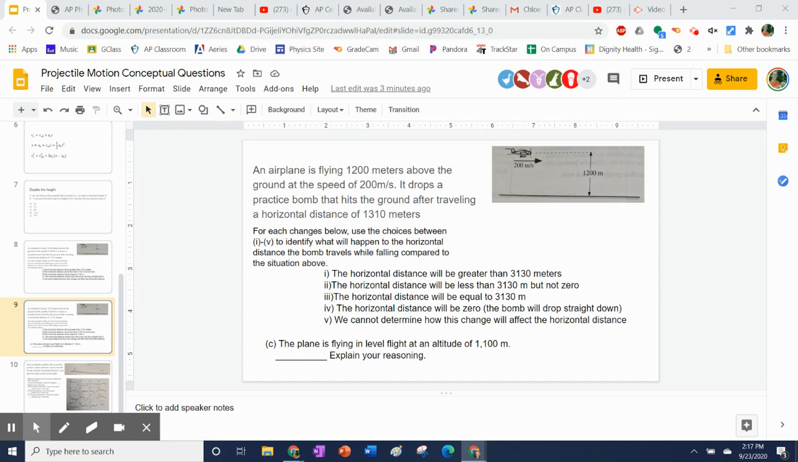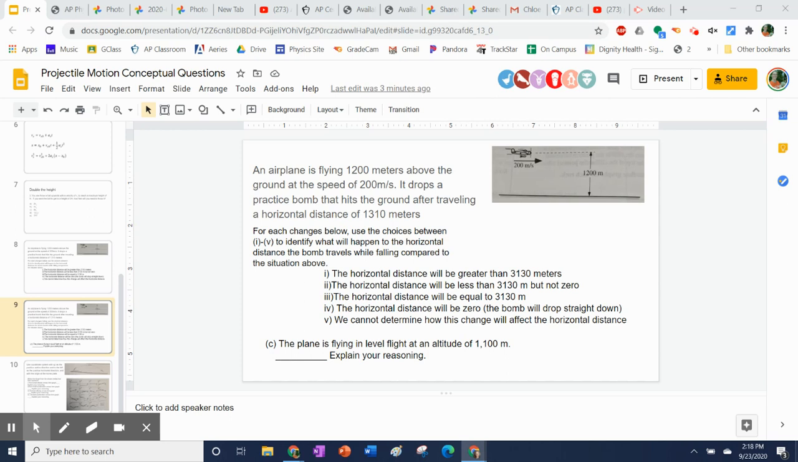Just remember to go complete sentences. So what's falling for less time? Why is it falling for less time? As well. Peter says the bomb will travel less distance when the plane is lower because fall time is shorter, so it cannot go as far. You're getting there. I think you guys are starting to get the idea, though.